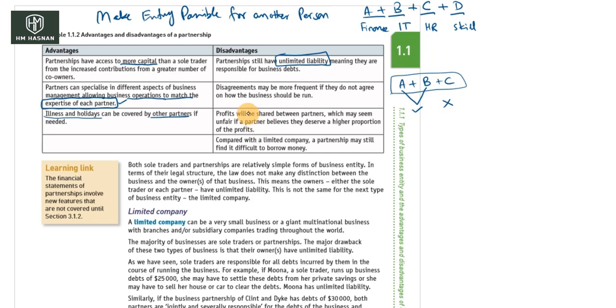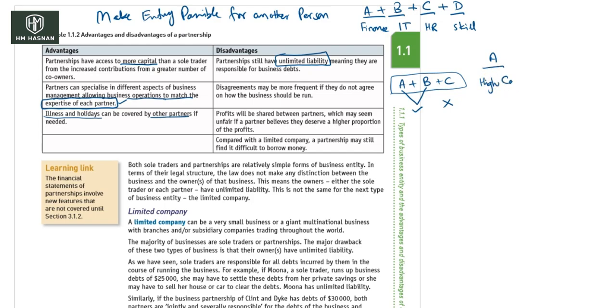Profit will be shared between partners, which may seem unfair if a partner believes they deserve a higher proportion of profit. So this is a disadvantage of the partnership business. For instance, Mr. A contributed high capital.